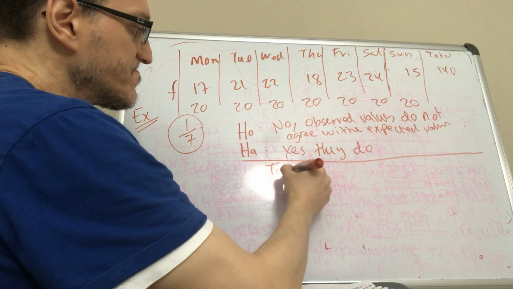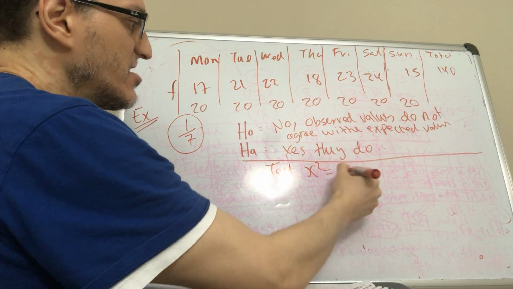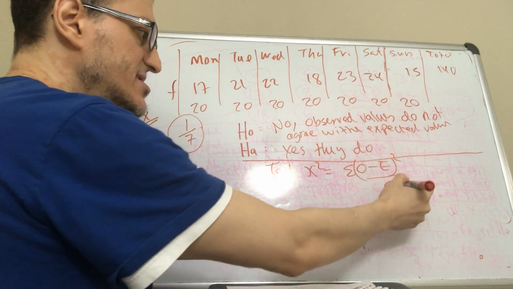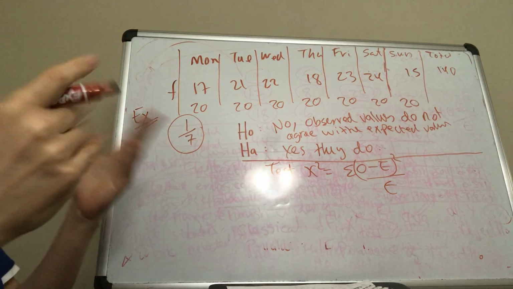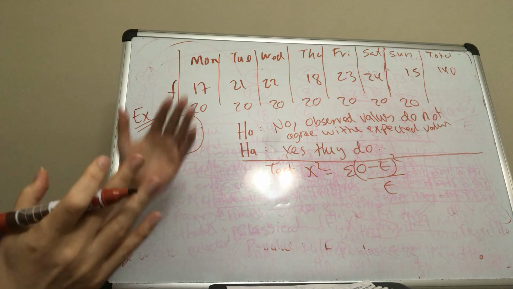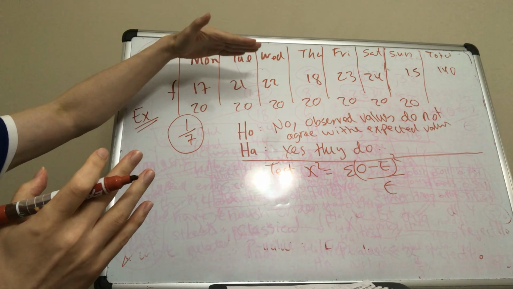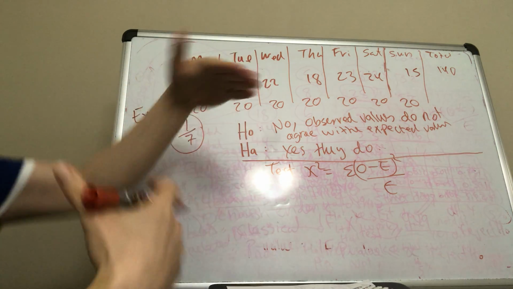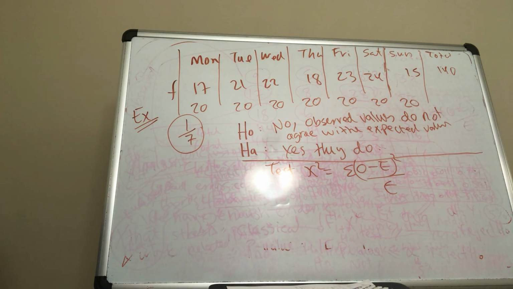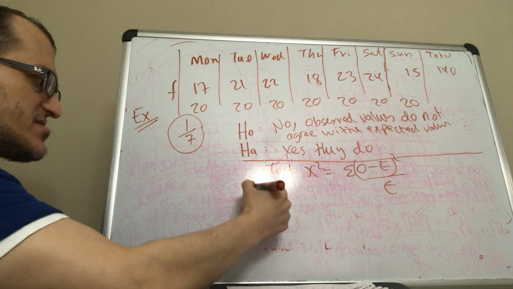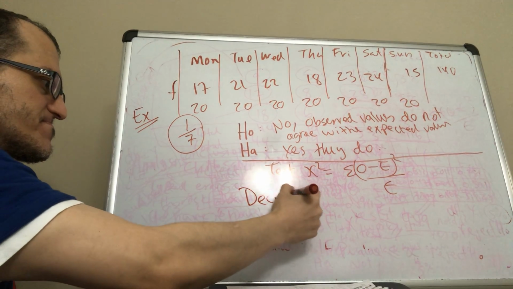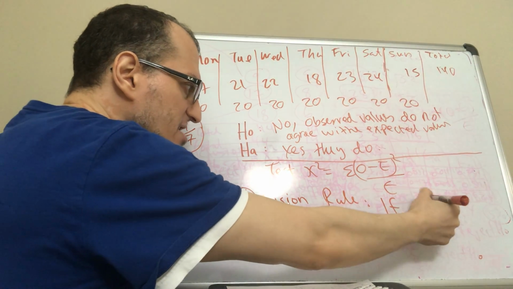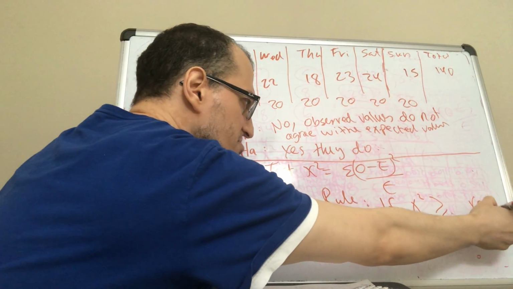Test. Still O minus E squared over E, but that's goodness of fit. Goodness of fit is when you compare numbers to numbers we expect, or percentages to percentages we expect. In terms of decision rules, I told you for chi, if chi is more than the table, reject.